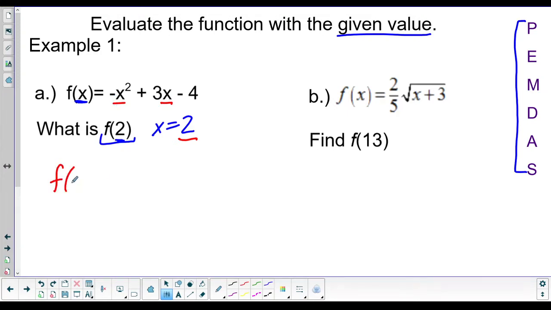We're going to say f of x equals negative, where the x is, put some parentheses, bring down our squared, plus 3, where the x is, put a set of parentheses, minus 4. Now that we have parentheses, we're going to put the number that x is equal to into these parentheses.